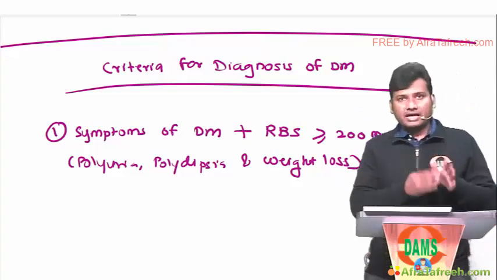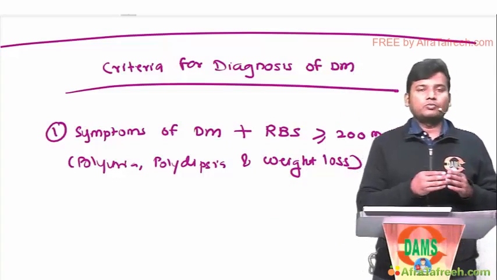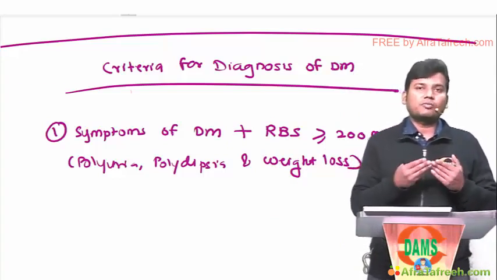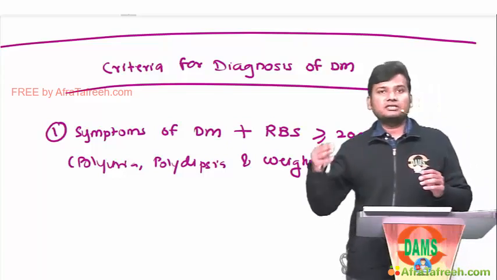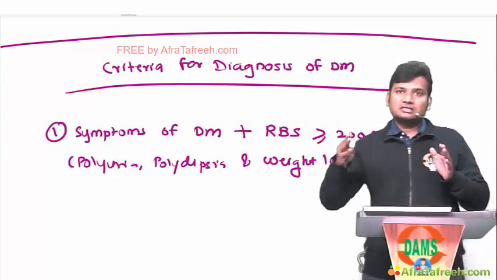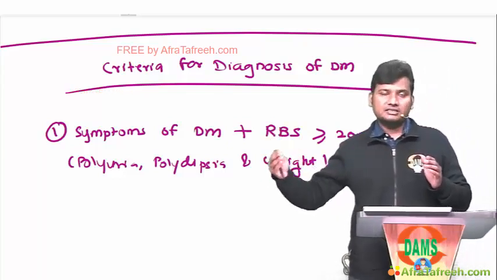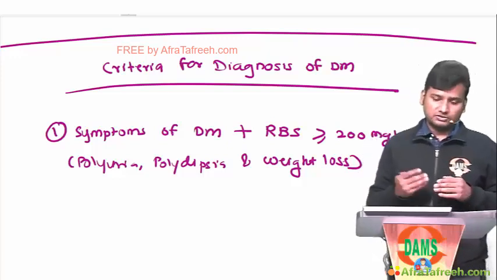So diabetes causes weight loss, but obesity increases the risk of diabetes because obesity increases peripheral resistance to insulin. So please remember this. Obesity increases the risk of diabetes, but diabetes itself is a cause of weight loss.